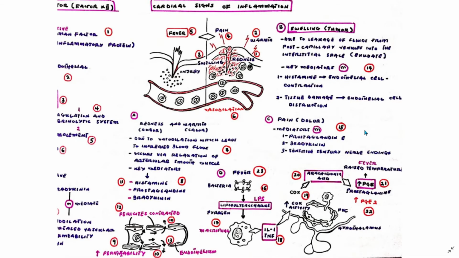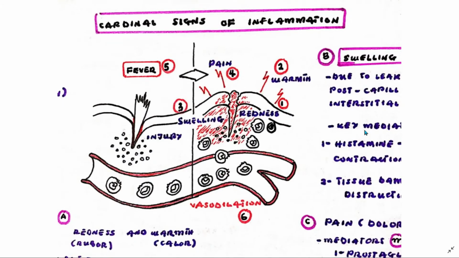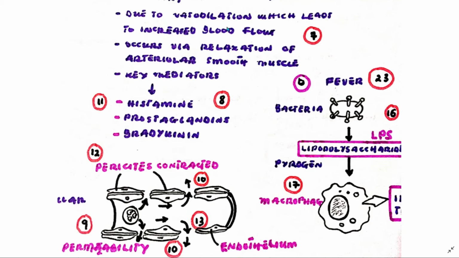Now let's look at some cardinal signs of inflammation. The main cardinal signs of acute inflammation include redness, warmth, swelling, pain, and fever. Inflammation causes vasodilation, which results in increased blood flow to the area where the inflammation is taking place, and this is what causes the redness and warmth. The vasodilation is due to relaxation of arteriolar smooth muscle, which is mediated by histamine, prostaglandins, as well as bradykinin.